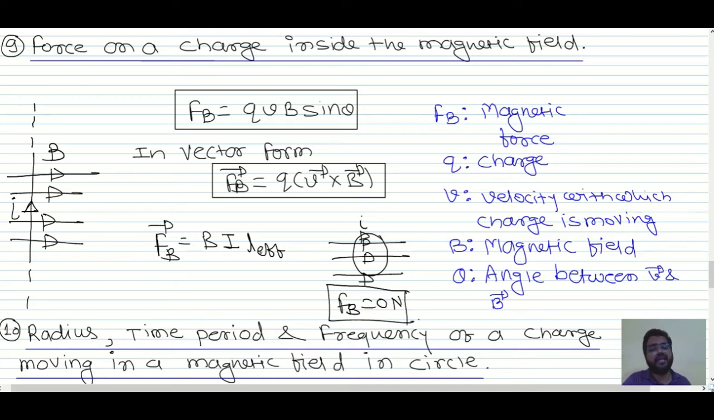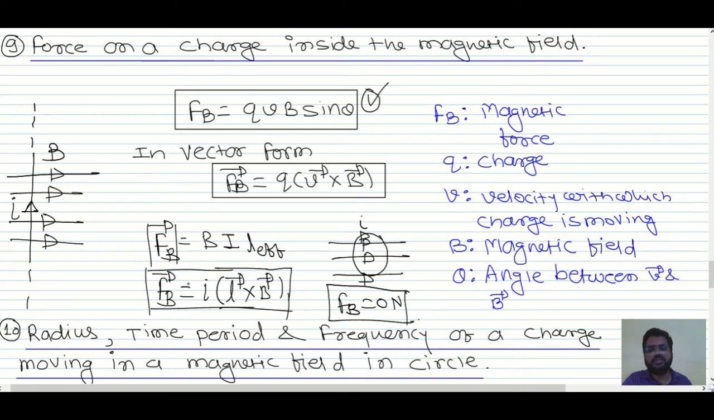Over here BIL effective we have, and for a charge we have QVB sine theta. In vector form, it is Q v bar cross B bar, and for the conductor it is I L bar cross B bar. So I hope this is clear. This is the vector form and this is the magnitude form; BIL sine theta you can also write. This is the formula for a current carrying conductor placed in a magnetic field, and this is the formula when a charge is moving inside the magnetic field. So I hope this is clear.